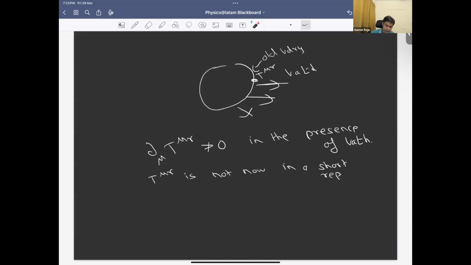Those of you who are familiar with the representation theory of the conformal group, this tells you the stress tensor, the primary, has a descendant, which is whatever appears on the right-hand side. Earlier, it didn't have a particular descendant. That's why it was in a short representation. If it's not in a short representation, it tells you the dimension of the stress tensor is no longer D, but it's D plus epsilon. This is an anomalous dimension.